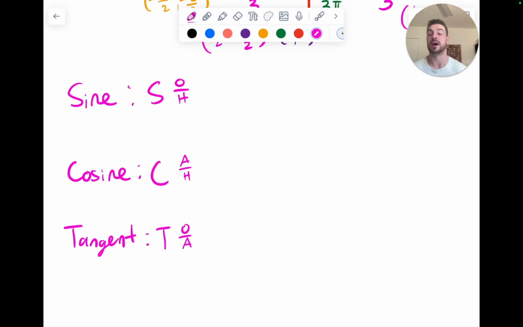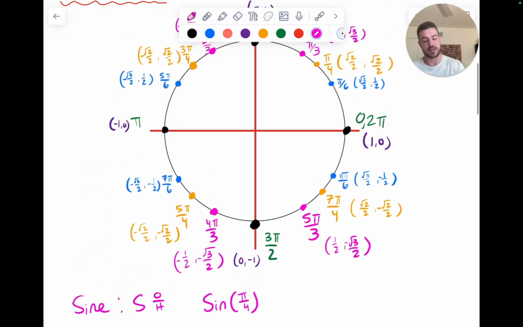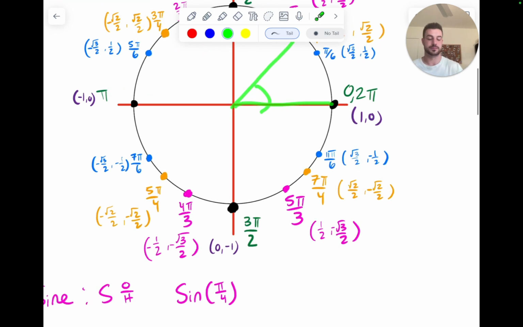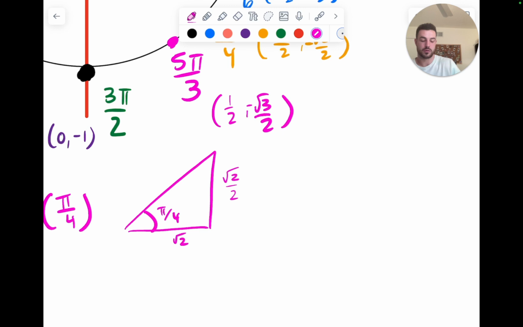What we need to remember is we can start to take sine values or cosine values of specific angle measurements. So in this case, I'm going to do sine of, why don't we just do pi over 4, because that's what we started with. So that means we need to find the sine value of this angle right here. Well, if I just sketch that triangle out real quick, we've got our angle measurement of pi over 4 right here. And then we have our root 2 over 2 there. So these are our side lengths. I even got the 1 for our hypotenuse.